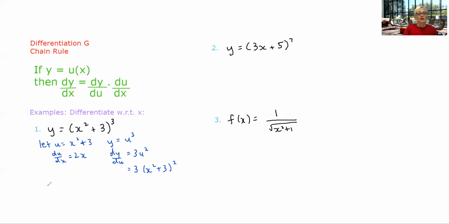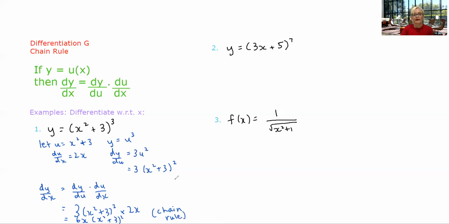All right. So dy dx is dy du by du dx, which is 3 times x squared plus 3 squared times 2x. And when we simplify that down, we get 6x outside of x squared plus 3 squared. Now, let me show you practically how I work with the chain rule. So we should say we've used the chain rule.